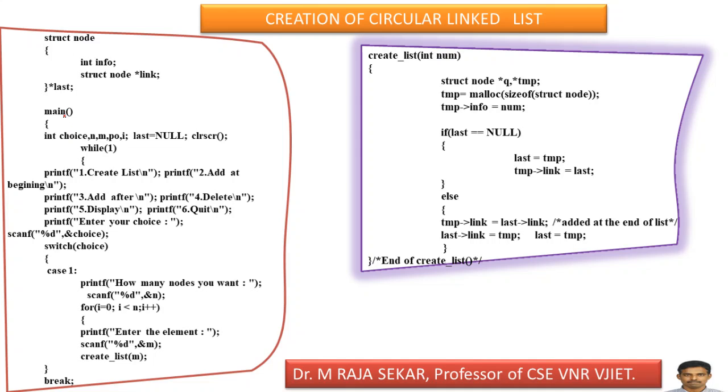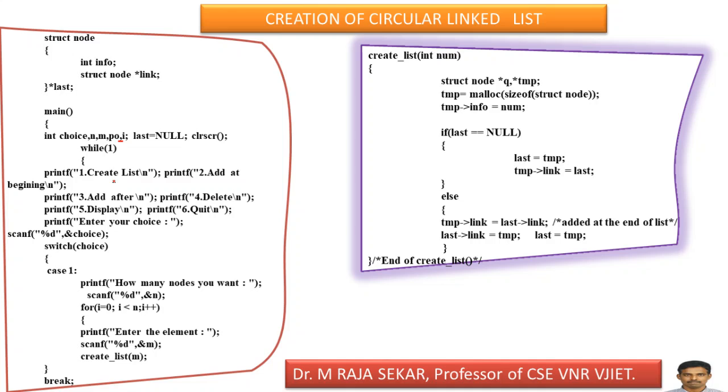main, which indicates the beginning of your C program. int choice, n, m, po, i, all these are integer type variables, whereas last is a variable whose data type is struct node, where we are storing null. This means last is not pointing to any memory location. clrscr means it will clear the output screen. while(1) means it's an infinite loop.